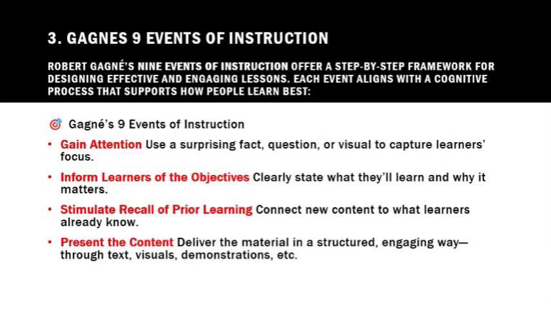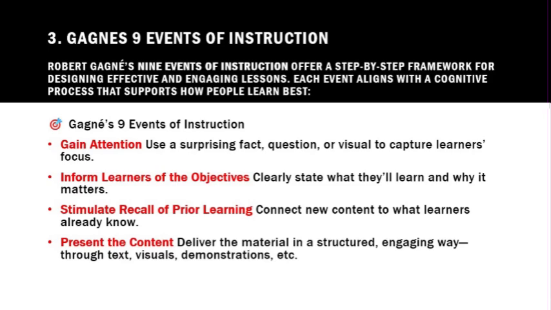The third theory in teaching and learning is Gagné's 9 events of instruction. Gagné's 9 events of instruction offer a step-by-step framework for designing effective and engaging lessons. Each event aligns with a cognitive process that supports how people learn best. So let's discuss Gagné's 9 events of instruction. First one, gain attention. Here we should use a surprising fact, question, or visual to capture learners' focus.